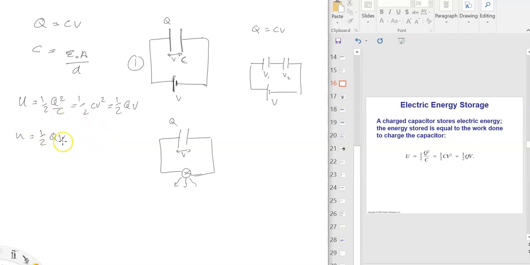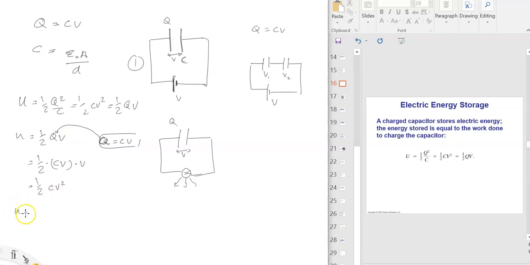So for example, let's say U equals half QV. The energy stored in the capacitor is given by this. Now if you want to go from this to the others, you simply have to replace one term. For example, half times, instead of Q, I have Q equals CV. I'm going to replace this Q using that: half times CV times V. So it gives me half CV squared. It gives me the second equation.